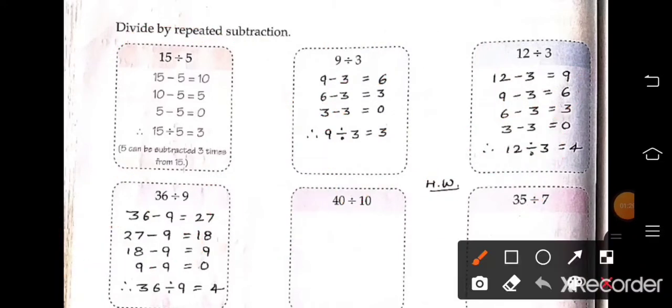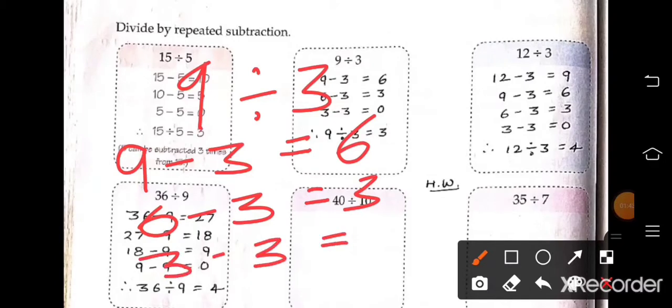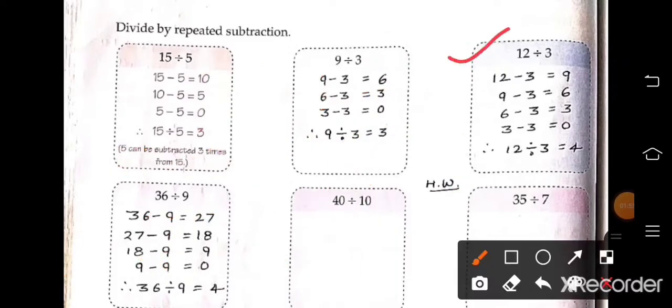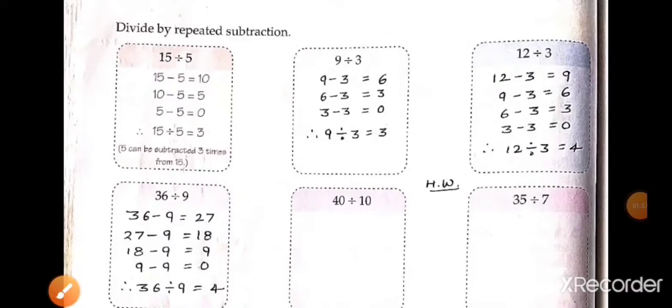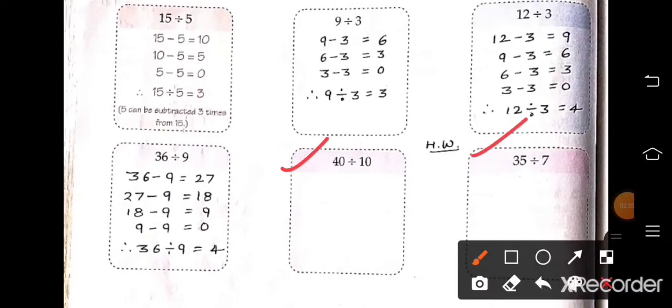Okay, now the other one, 9 divided by 3. So first subtract 9 minus 3. So it's 6. Now 6 minus 3, 3. Then 3 minus 3, 0. So 3 times, 1, 2, 3. So 9 divided by 3, answer is 3. Okay, so like this you have to do this part. I have done this for you and this part is your homework.